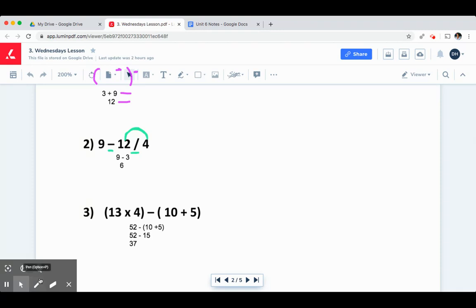For number 3, there are parentheses. So whenever there are parentheses, I know I should still do parentheses first. So I'll start with the parentheses on the left. 13 times 4 is 52. So I'll substitute in 52 and keep everything else the same. Then I'll work on the next set of parentheses, 10 plus 5. 10 plus 5 is 15. So I'll rewrite 52 minus and plug in 15. Then I finish solving by subtracting, and my final answer is 37.